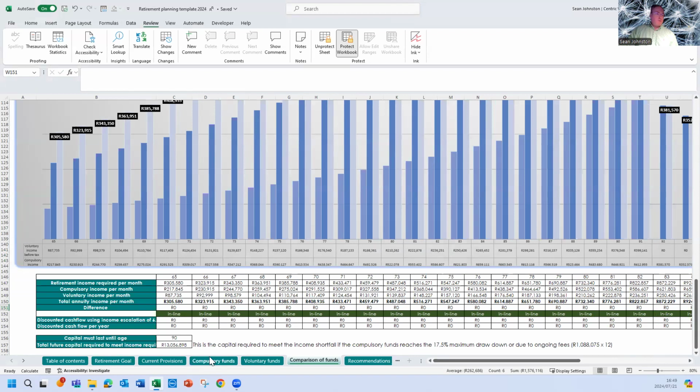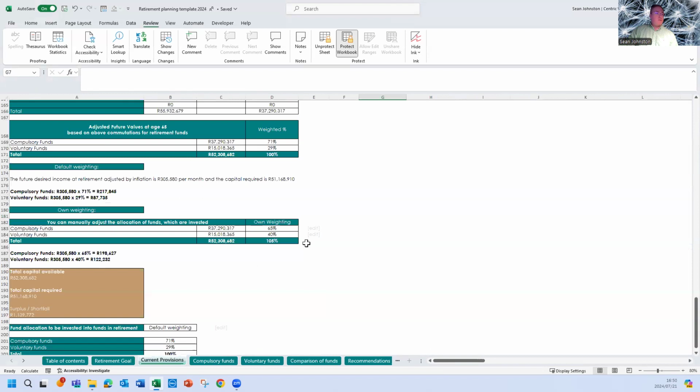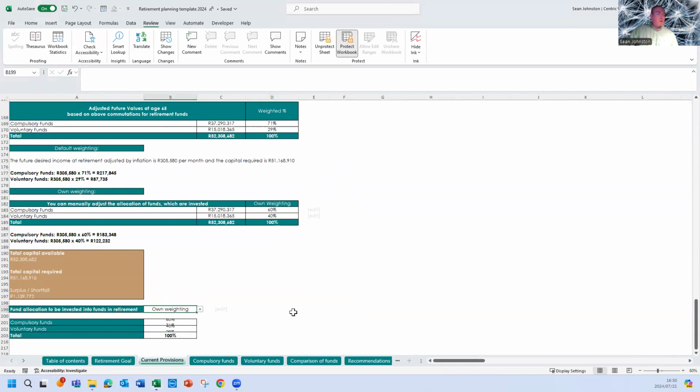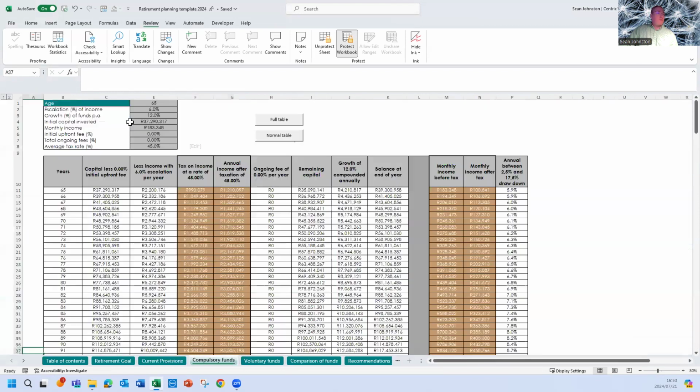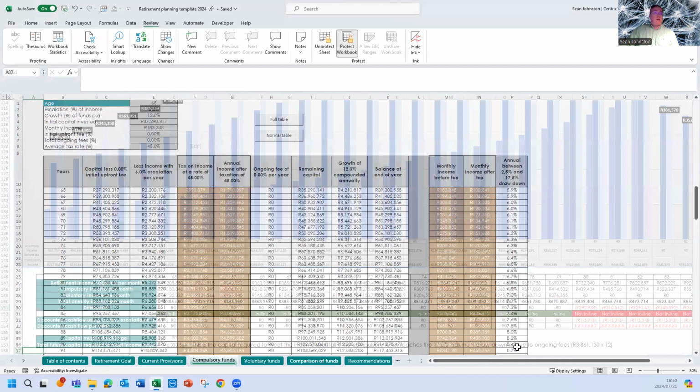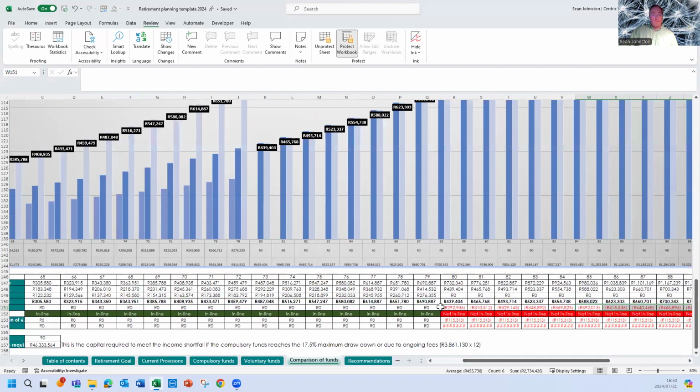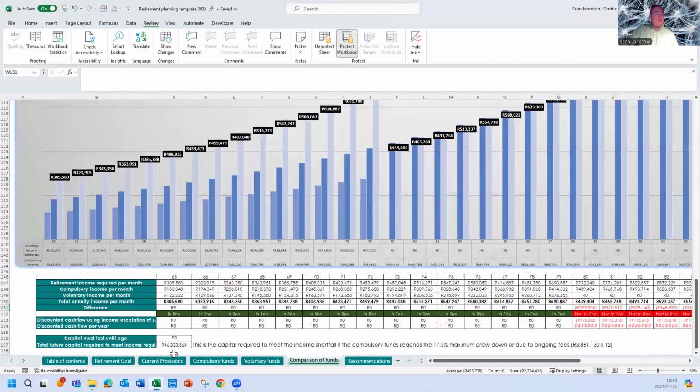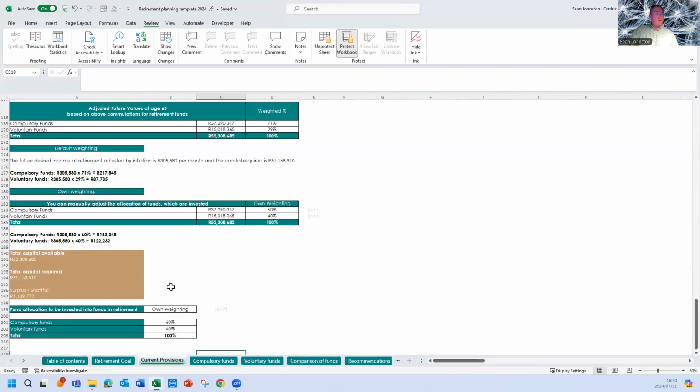But this is just to illustrate the difference between compulsory and voluntary funds, and you can decide to change your weighting. Instead of using 71, 79, you put in 60, 40, and we then change the weighting to own weighting. It'll automatically update this for you. How would it look? Now we can see the situation is actually a lot worse. That decision was a bad one, because now you've got a shortfall from 80 to 90, so it's 10 years. So it's not great. So let's go back, put it onto default over here, and then you can model it out based on that.